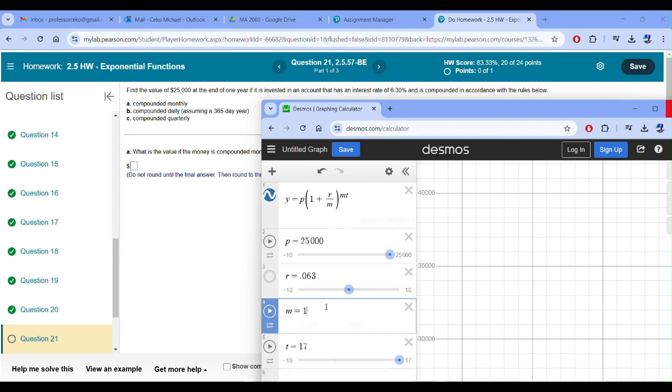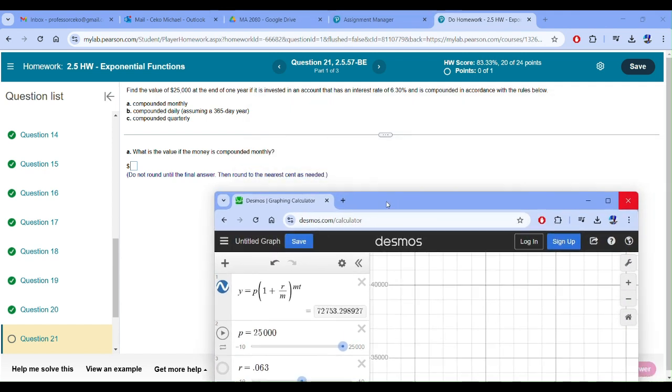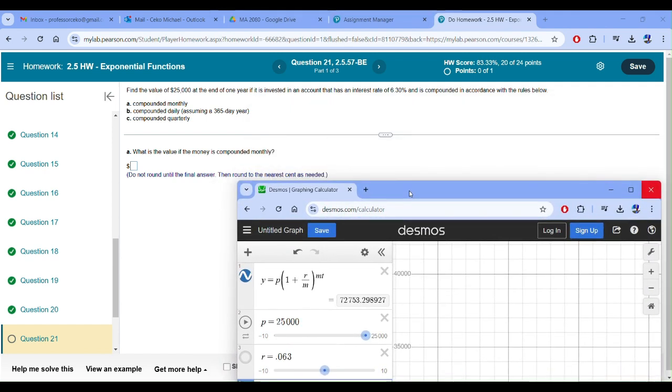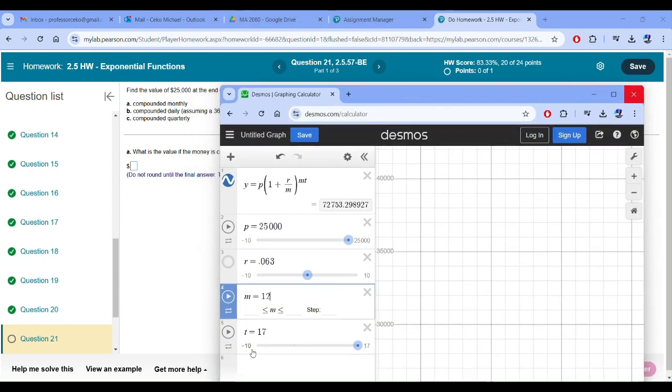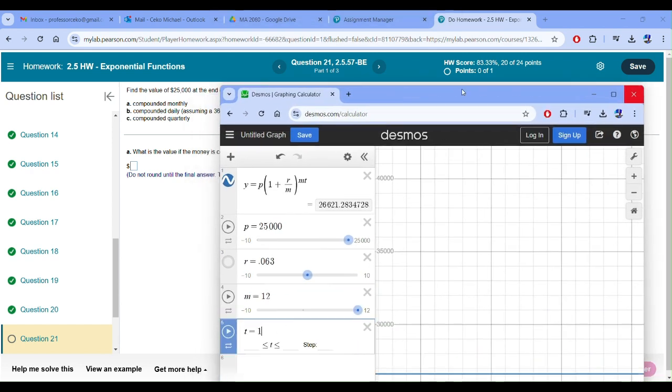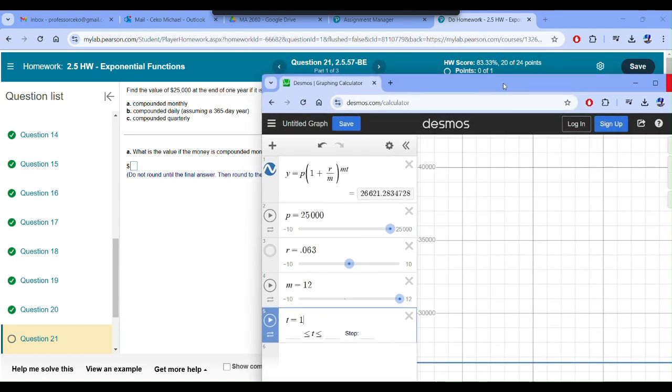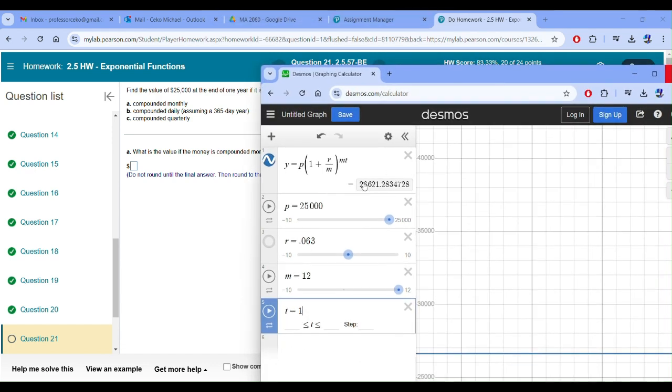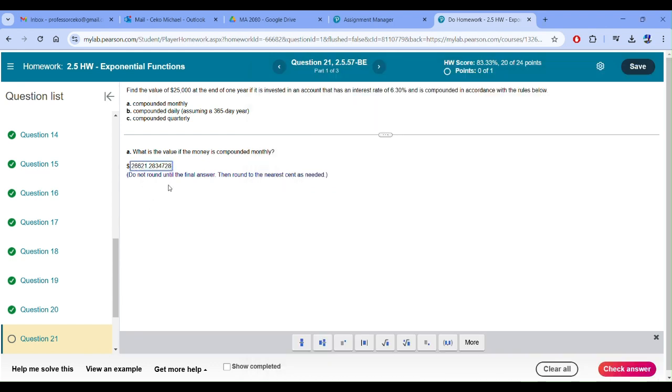This is monthly, so it's 12. And how long was my T? What is the value of the money? Oh, 1 year. T is 1. No problem. So what would it be worth? It'd be worth this. Do not round until the final answer, then round to the nearest cent.